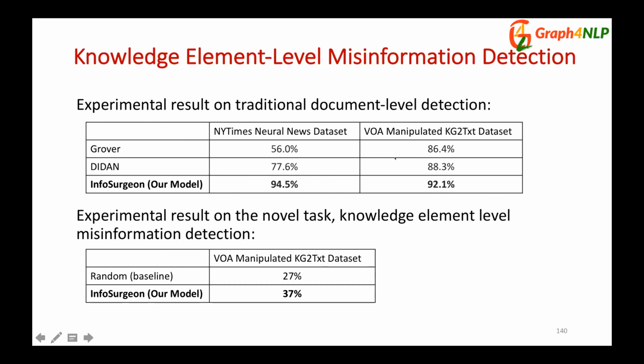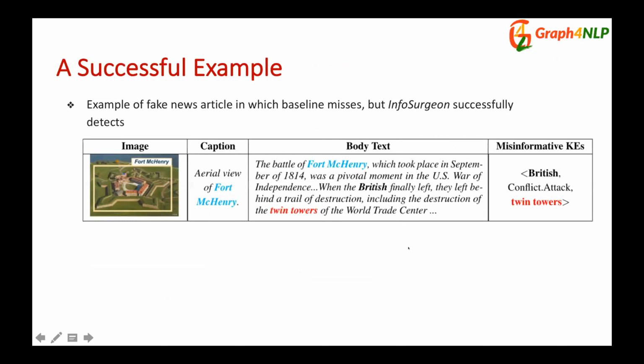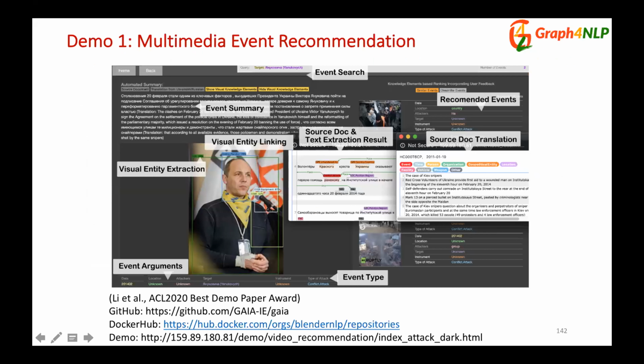So these are some results we are showing compared to the existing techniques. So Grover is a language model only based detector. Didani is a multimedia one, but they did not use a multimedia knowledge graph. So you can see our detection accuracy is much better. And also it's much more explainable. For example, here we can detect this as a fake document and also highlight the knowledge elements which are fake. So this is not the Twin Towers. This is another facility. Okay, so that's all for my part.